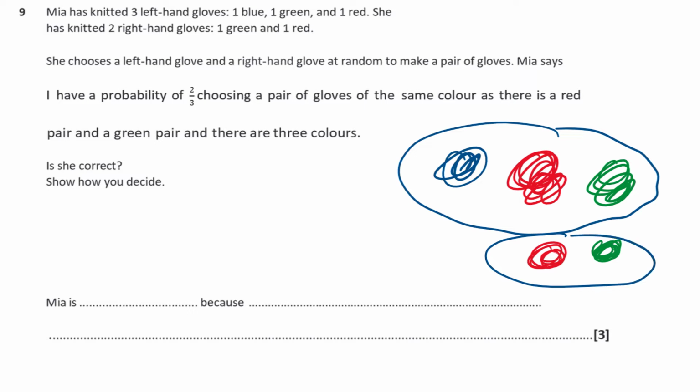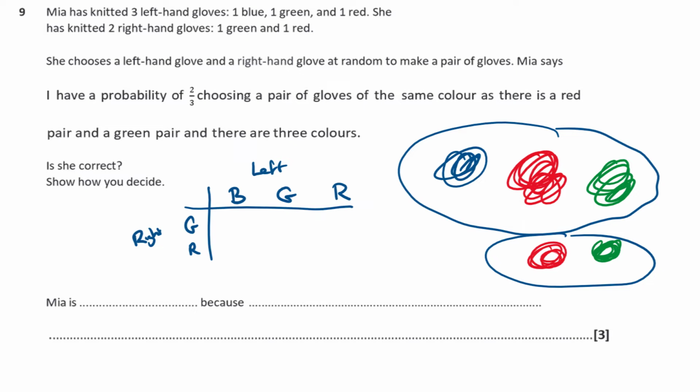Okay, and so the best way of modeling this, I think, is using what we call a sample space. So a sample space looks like this. If I have my left choice over here and my right choice over here. So she's got 3 choices for the left: blue, green and red. And we've got 2 choices for the right: green and red. Then inside my sample space, I'm going to put a little cross or a tick depending on whether or not I've got a pair.